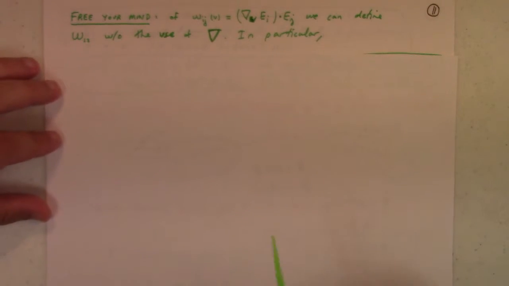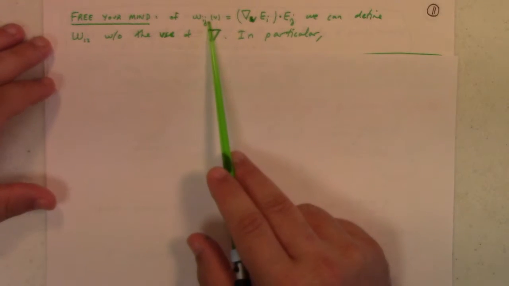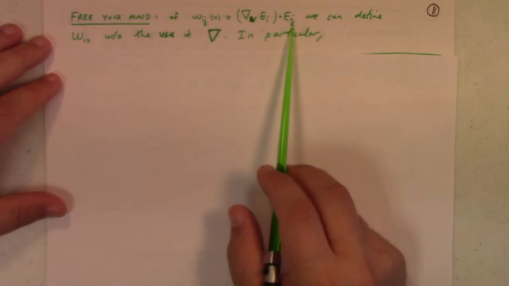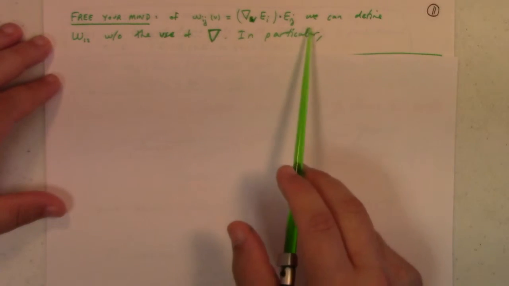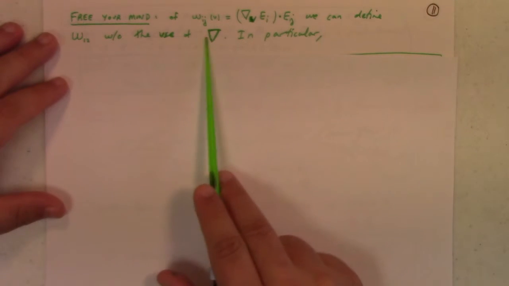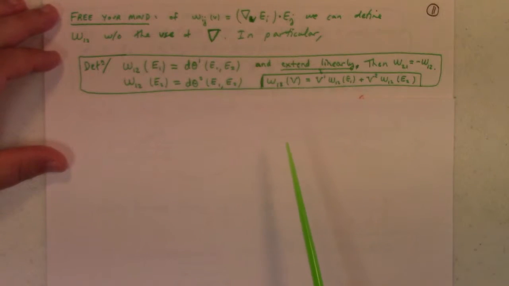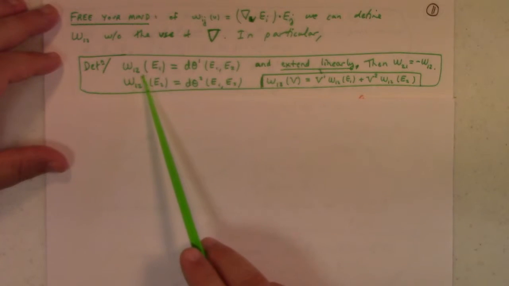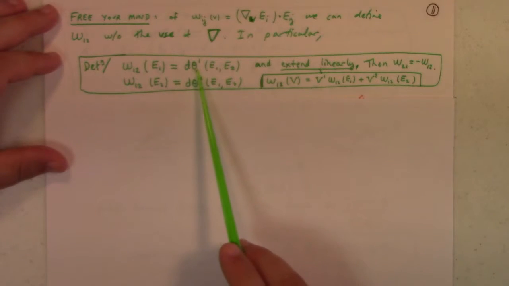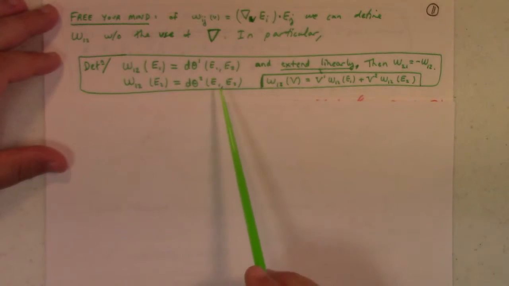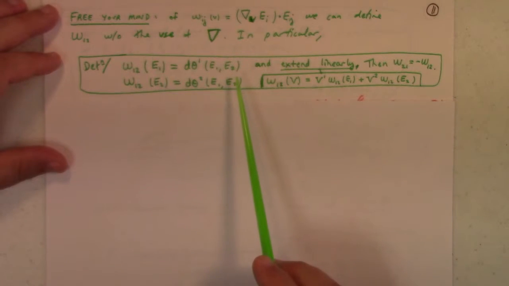So it's time for us to free our mind. Before, we had defined the connection form by omega ij(v) is the covariant derivative in the v-direction of ei dot ej. And we can actually define omega 1, 2 now without the use of the covariant derivative in R3. In particular, we will use the exterior derivatives of the coframe, as we just discovered in the lemma. We will define omega 1, 2 of E1 and omega 1, 2 of E2 by the values of the exterior derivative of the coframes on these pairs, E1, E2, and E1, E2. I mean, that's the only pair to consider because we're in a two-dimensional space, right?